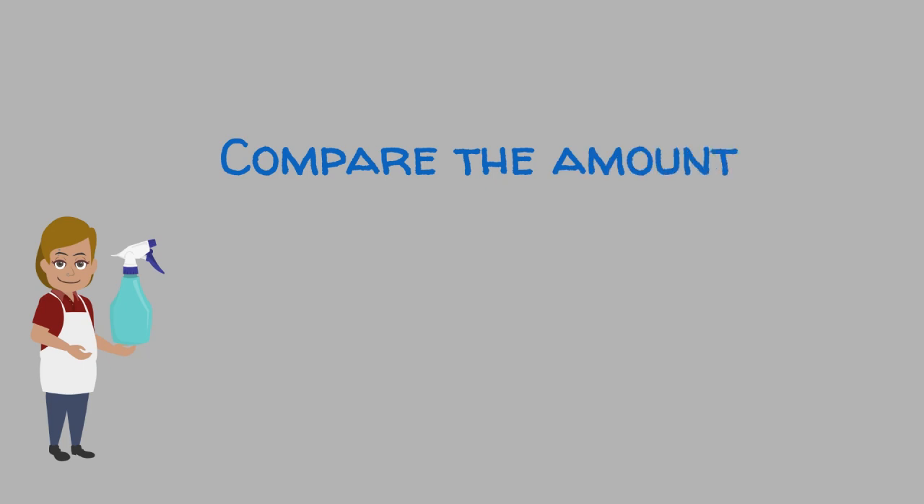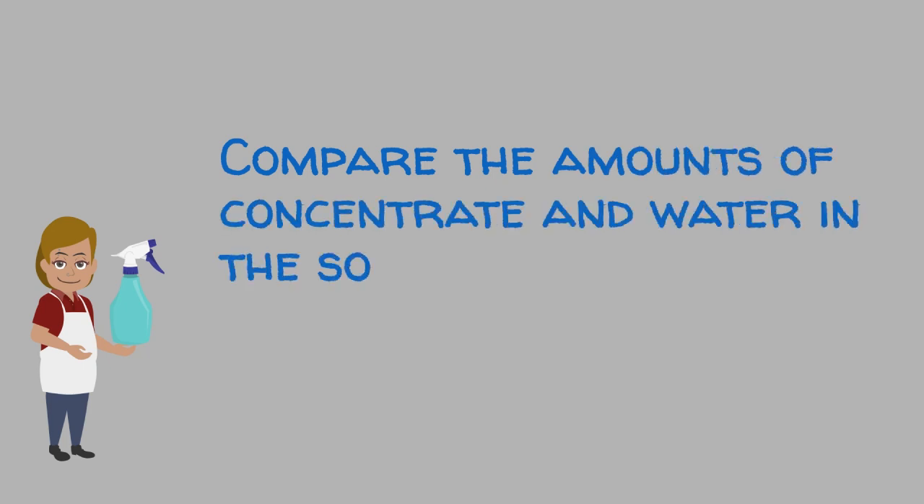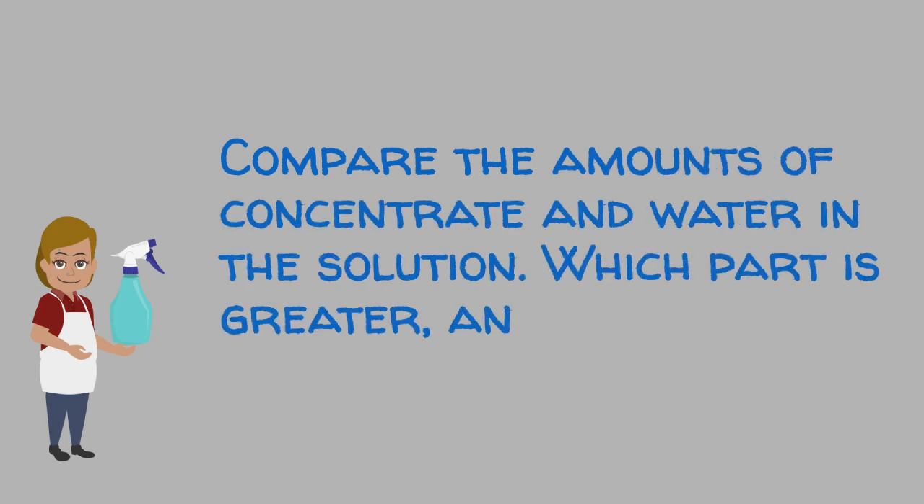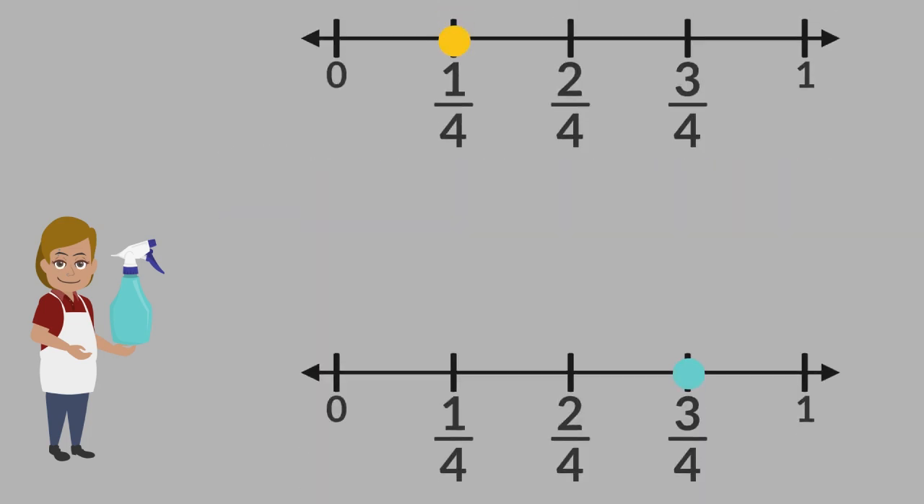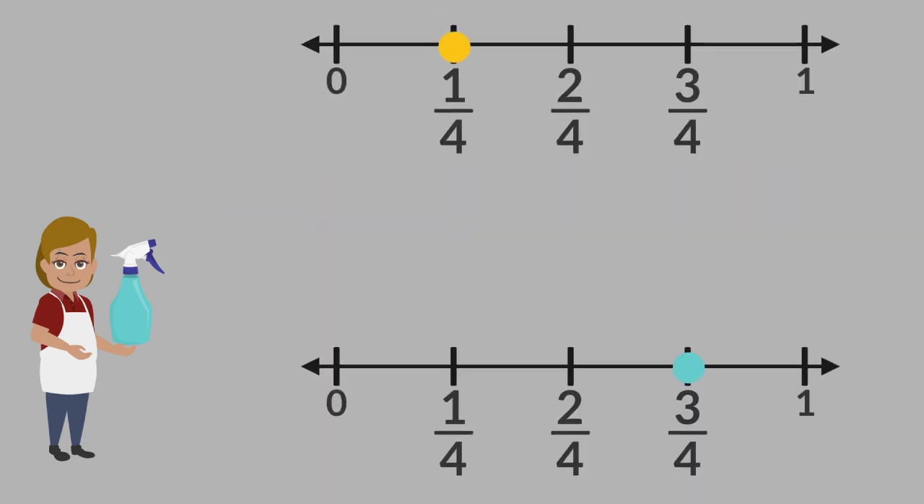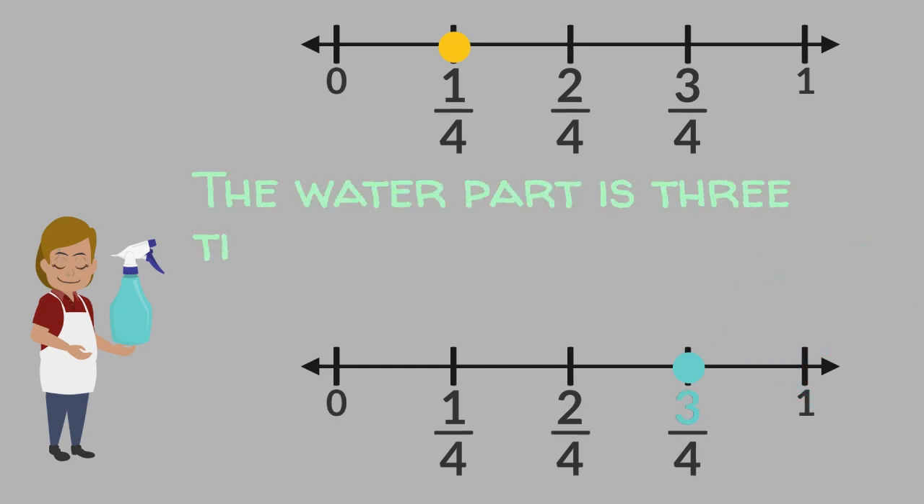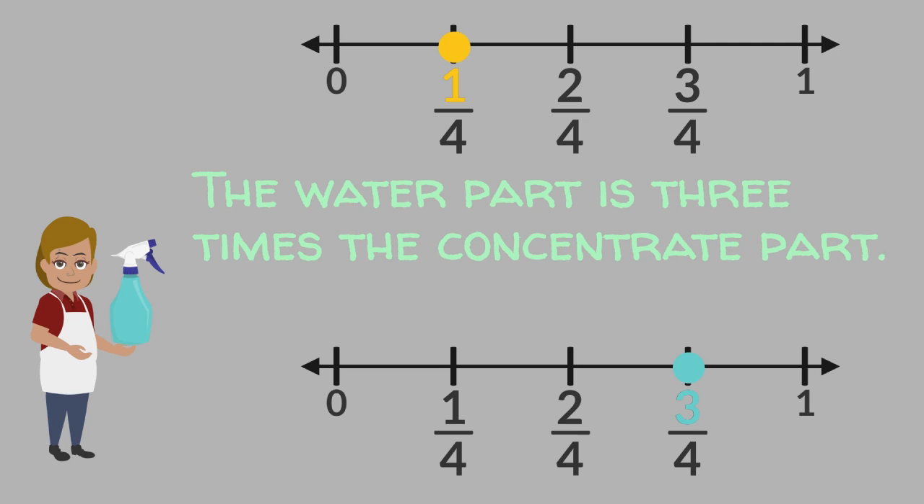Compare the amounts of concentrate and water in the solution. Which part is greater and by how much? By looking at the separate number lines, we can see that the part representing water is greater than the part representing concentrate. The water part is 3 times the concentrate part.